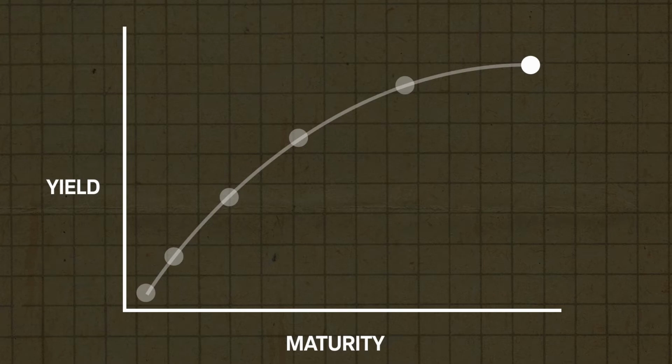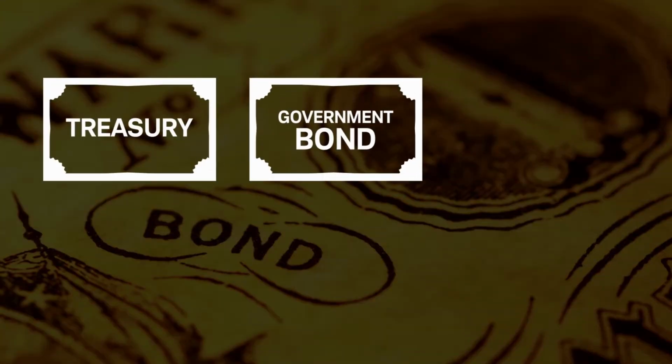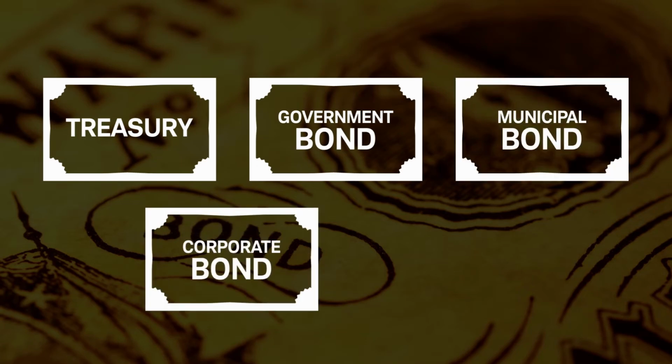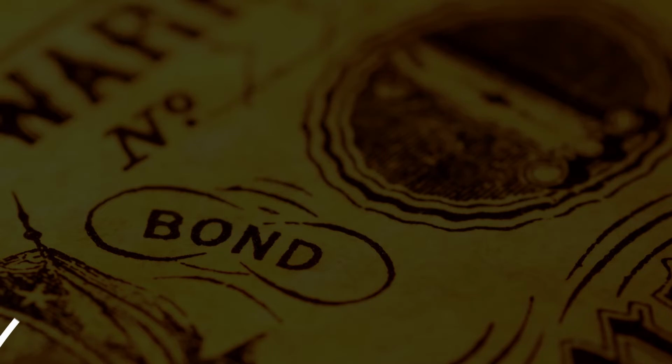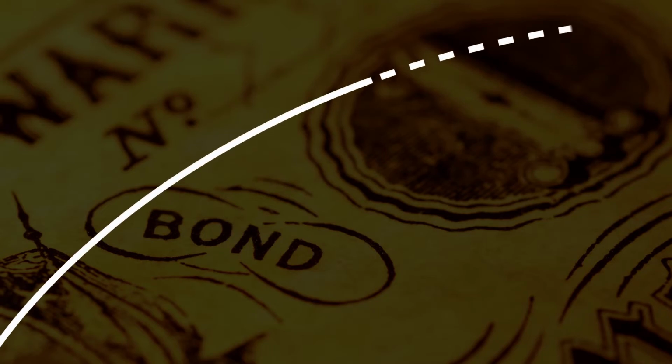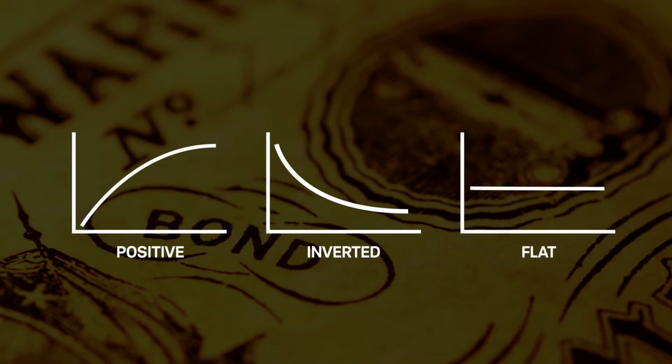But the application of the yield curve extends well beyond Treasuries. Investors also use the yield curve as a reference for virtually all other types of fixed income investments. That's because the actual shape of the yield curve can help provide insight into the future of interest rates. The yield curve has 3 shapes: upward sloping or positive, downward sloping or inverted, and flat.